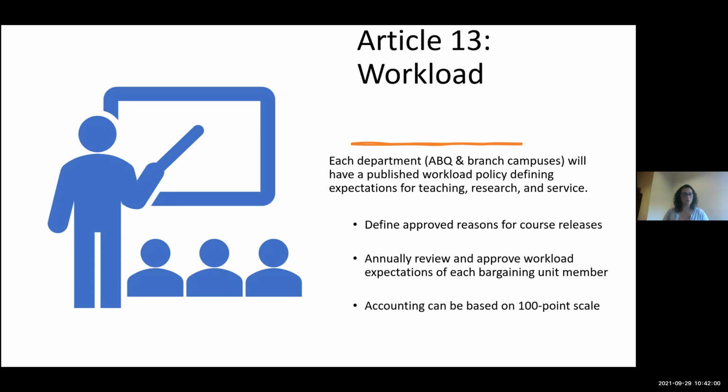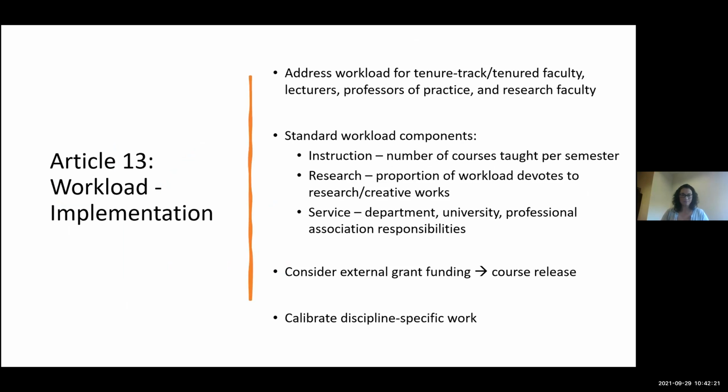There is also annual review and approval of workload expectations for each faculty member. They're required to review it annually with the faculty member. This isn't intended to be an additional annual review. We recommend incorporating it into their normal annual review process, but it needs to include a review of workload. Accounting for workload can be on a 100-point scale. It's to address all types of faculty, including research faculty, so they're intended to be addressed in the workload policy. None of this is new, but it's just to go over the provisions of the contract.